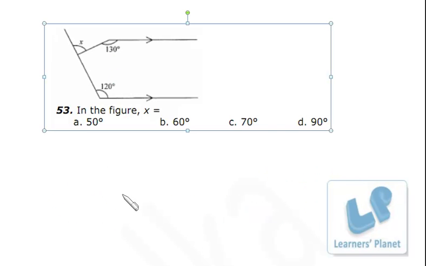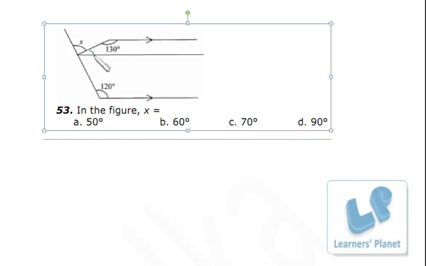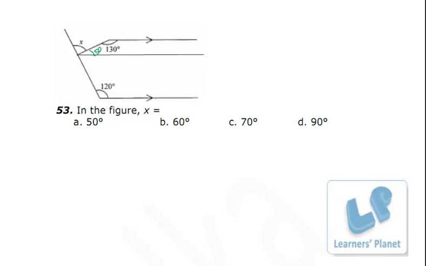Now let's try this problem. In the figure, we have to find the value of x. Once again, to make the problem simple, we draw a line parallel to these two lines, right? After that the problem will be very easy. See, if it is 130, it has to be 50. Reason: the sum of interior opposite angles is 180 degrees.